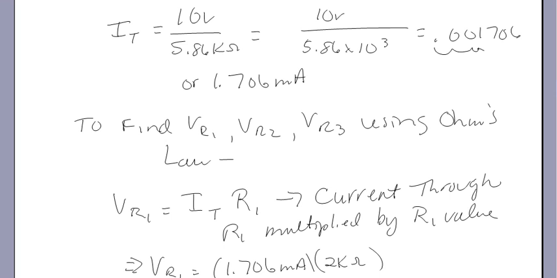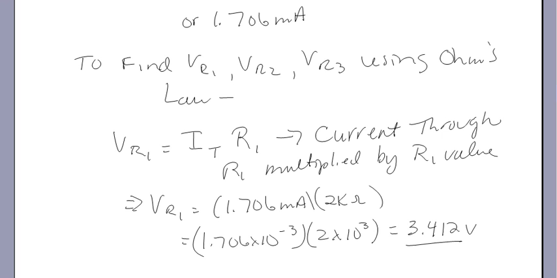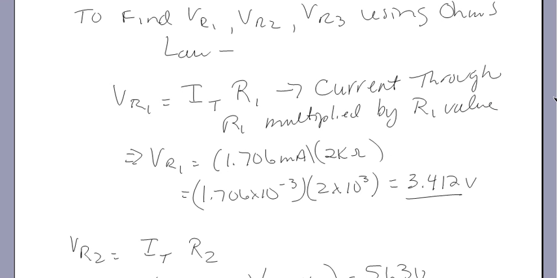So I take my total voltage, 10 volts, and divide that by the total resistance, that 5860 number, and I get 0.0017, or moving the decimal place over, 1.706 milliamps. To find VR1, VR2, VR3, now that I've found the current through the resistors, 1.706 milli, all I need to do is take that current and multiply it by the resistor, and that'll give me the voltage drop.